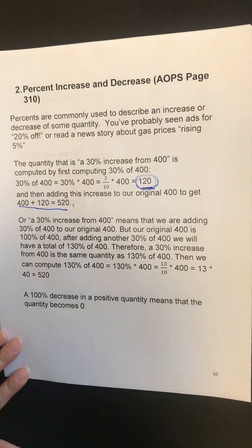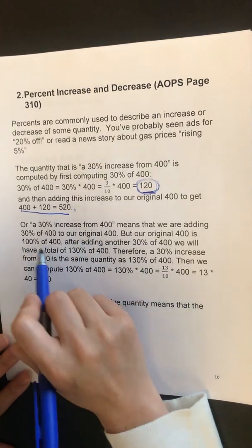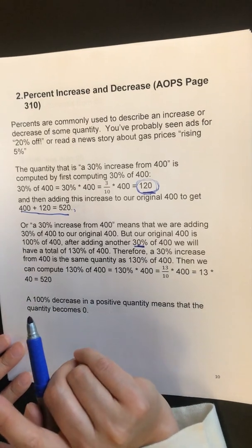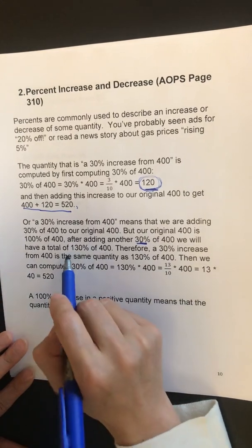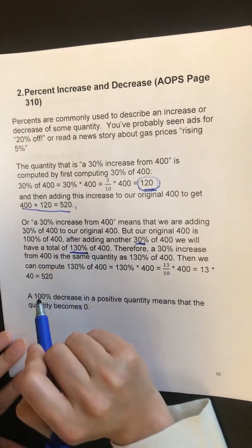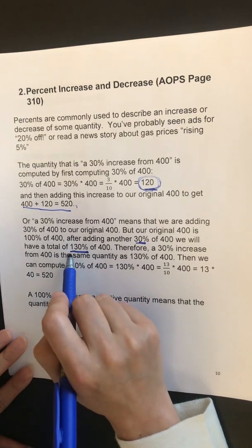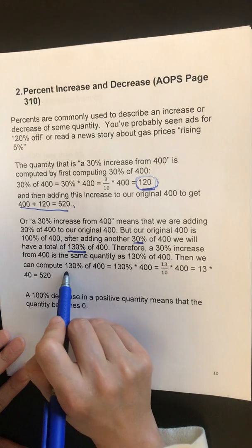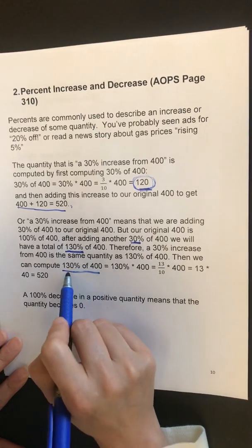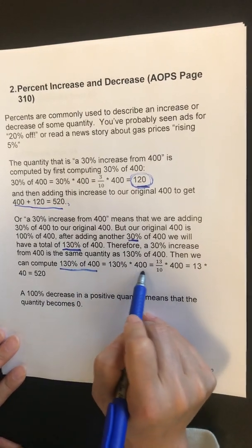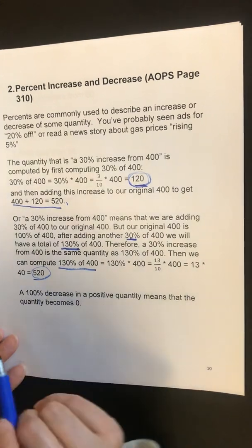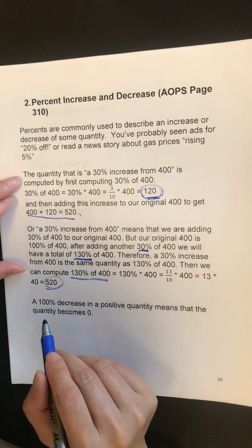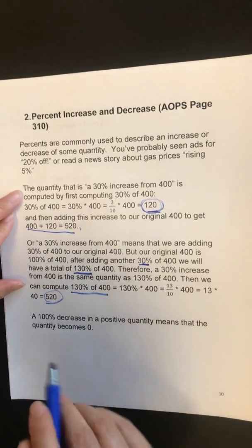30% increase, still the same change, but now we are adding 30% to the original. The original is 1, which is 100%. Now the total percentage of what we have is 130% of the original. So you can do it in one shot, which is 130% multiplied by 400, which is 520. That's the final. You can see that the two different ways of thinking about this problem get you the same answer.